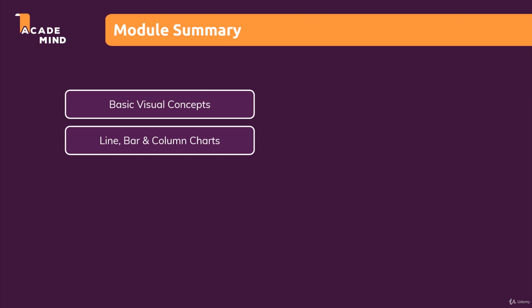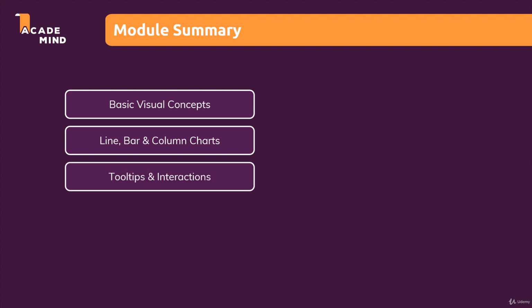We then had a look at different basic chart types like line charts, bar charts, or column charts, and we learned how we can create these and how we can easily switch from one visual to another one. Besides that, we learned about tooltips and interactions. So tooltips allowed us to basically hover over a specific part of the visual and to add additional information to a pop-up window in the end.